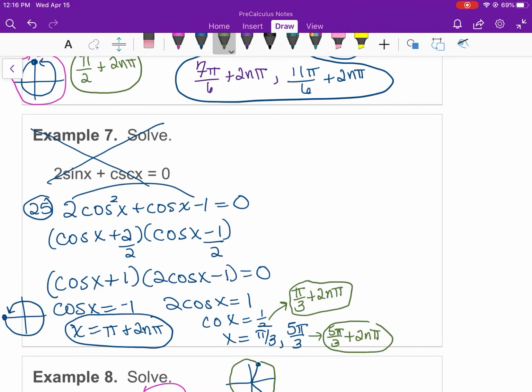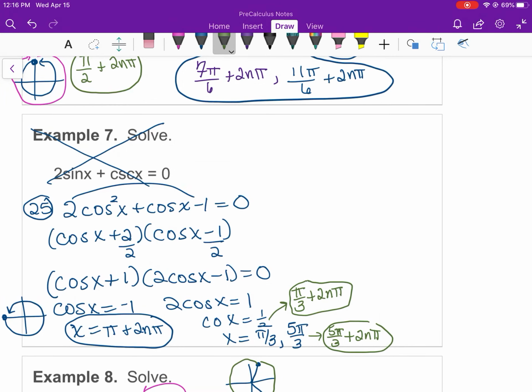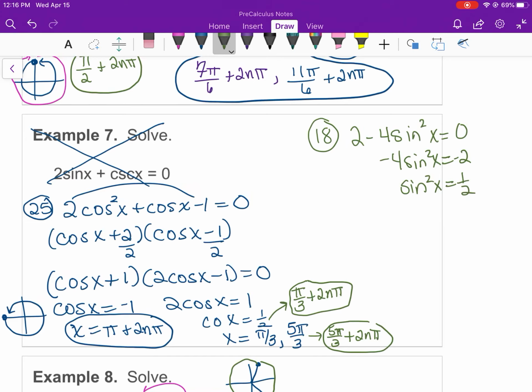Pre-calc, we're back to the second part of lesson 5.3, and I'm going to just walk you through number 18, and then we'll just have a look at some different scenarios on what you might see with your answers. So if we solve this for sine squared, we're going to find that sine squared is 1/2. When we take the square root, we get plus or minus the square root of 1/2, and then we rationalize the denominator.